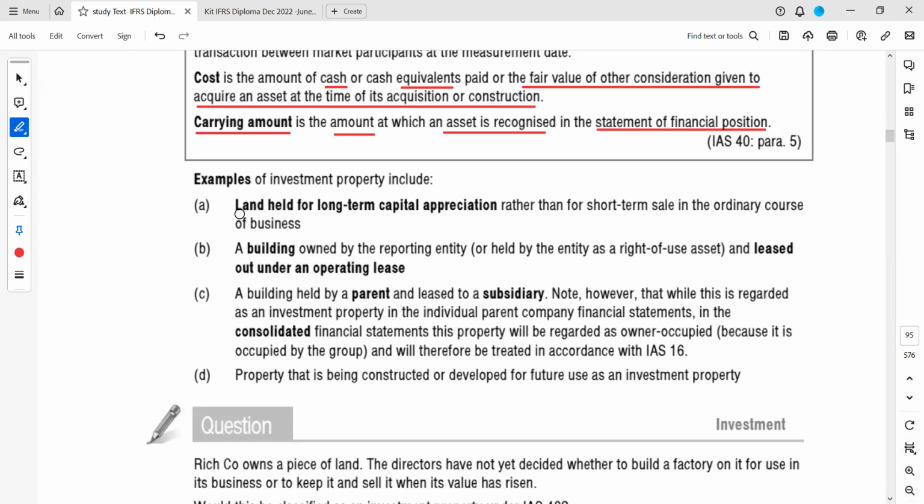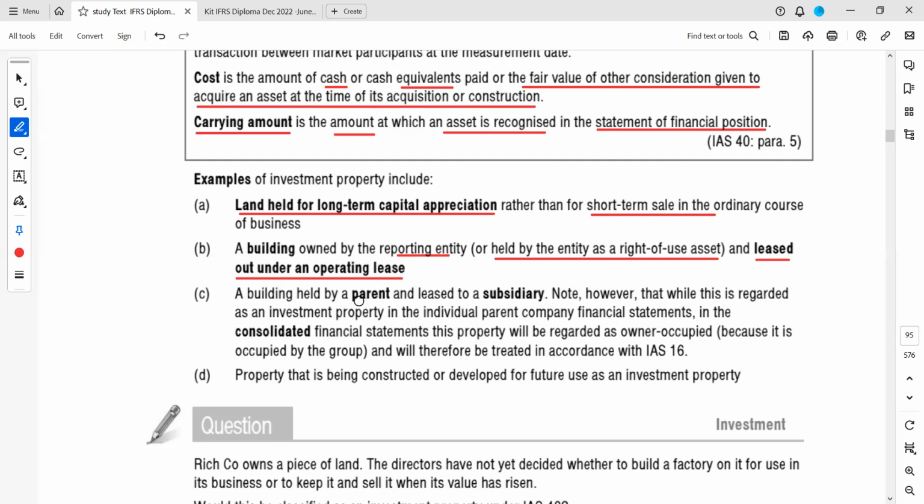Examples of investment property. Number one, land held for long-term capital appreciation rather than for short-term sales in the ordinary course of business. A building owned by the reporting entity or held by the entity as a lessee and leased out under an operating lease. Operating lease is basically short-term rentals.